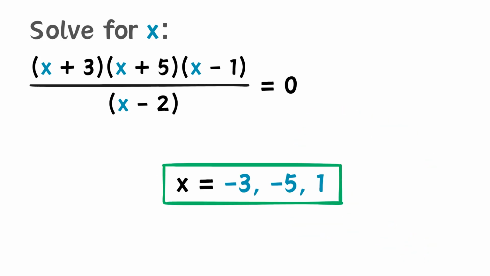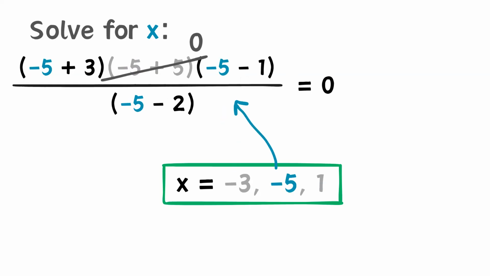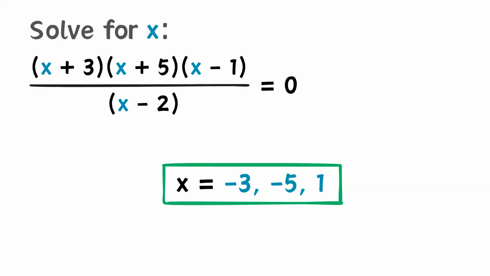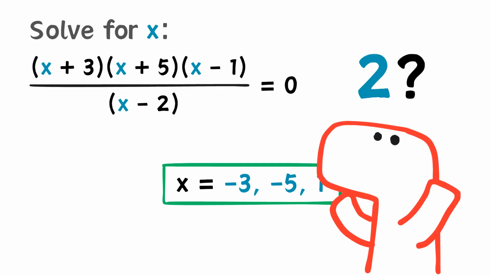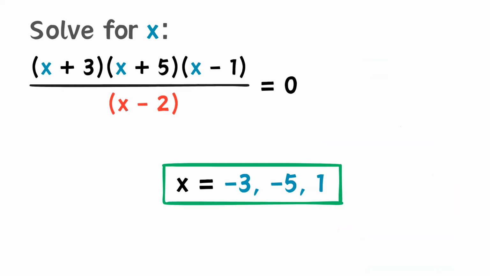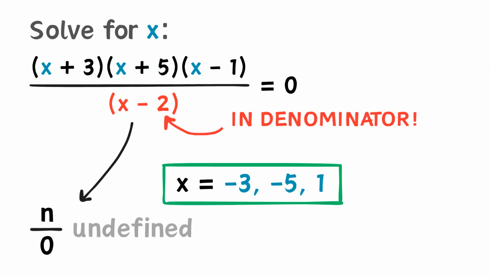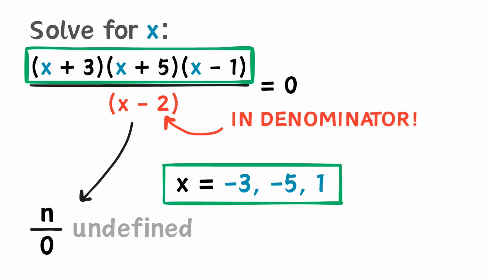If you got -3, -5, and 1, great job. If we substitute any of these back in, we get 0 in the numerator, and since anything multiplied by 0 is 0, this whole thing would be 0. Now did you also include 2? The reason why 2 is not a solution is because x minus 2 is in the denominator. Division by 0 is undefined, and does not equal 0. Thus in this example, when finding expressions that equal 0, only the numerator applies.